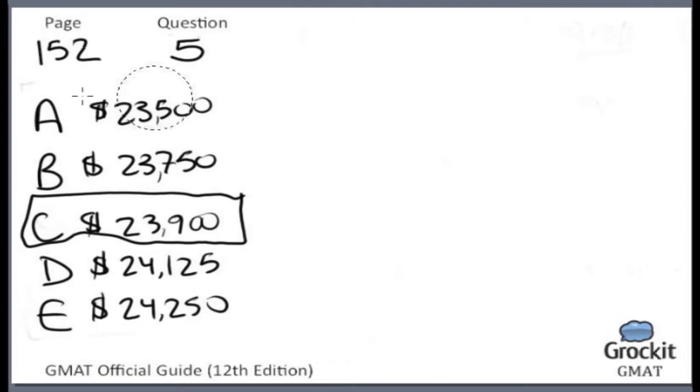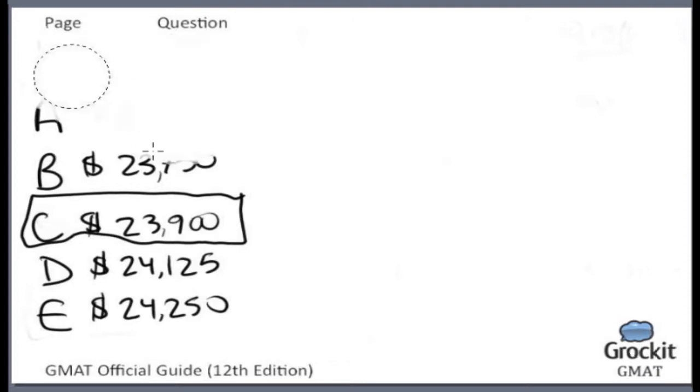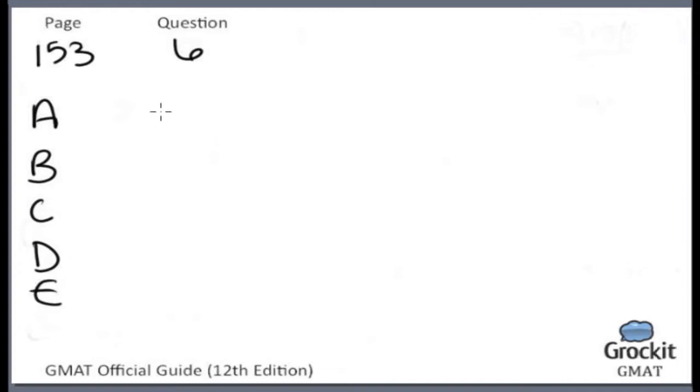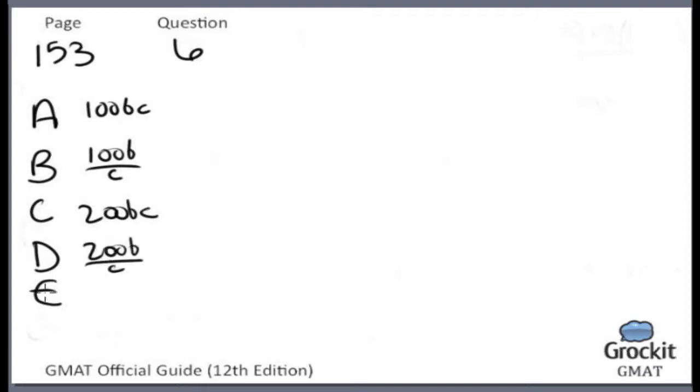And we're no longer going to be on page 152, so I've got to get rid of that. All right, page 153, question number 6. And we have 100 BC, 100 B over C, 200 BC, 200 B over C, and then 200 over BC. Should have made my letters bigger.